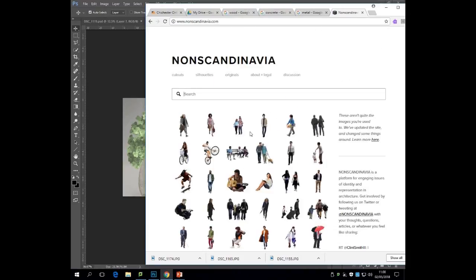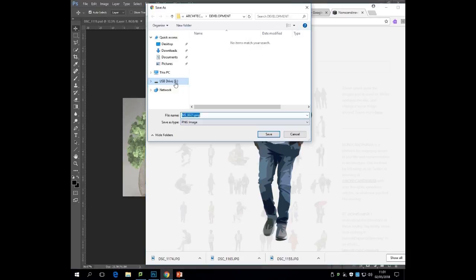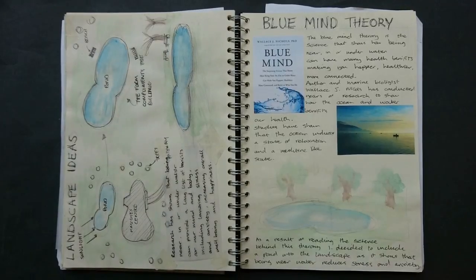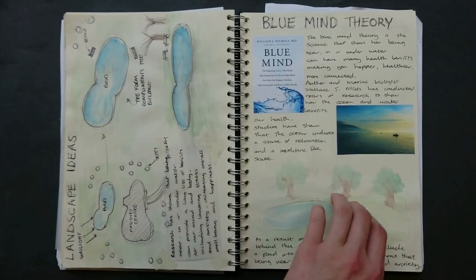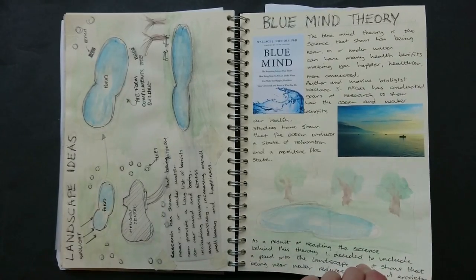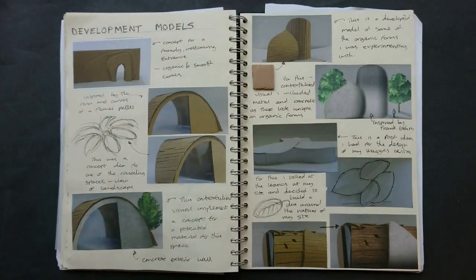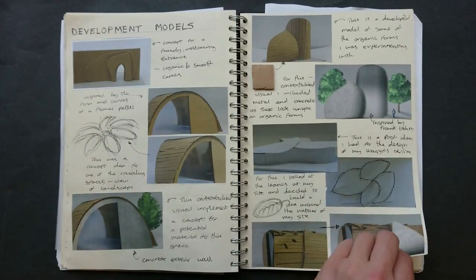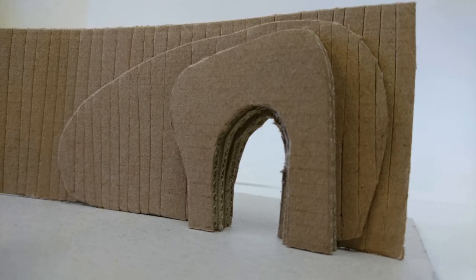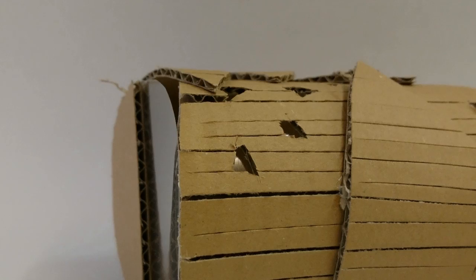Now I came up with some landscape ideas and found the blue mind theory, which is a theory behind the psychological effects of water. And the development process was heavily based around nature again, with different models showing different aspects of nature and its forms.